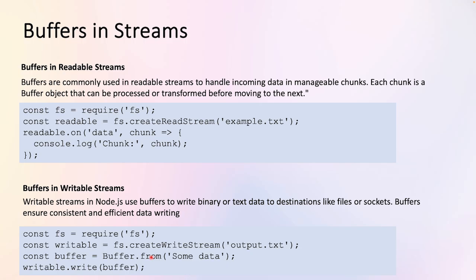So the next topic is buffer in stream. Stream is a concept in Node.js which is used to handle large amounts of data in chunks. Using stream, we read and write data in smaller chunks, and we can handle large data sets and large files. And streams internally use buffers for read and write operations.